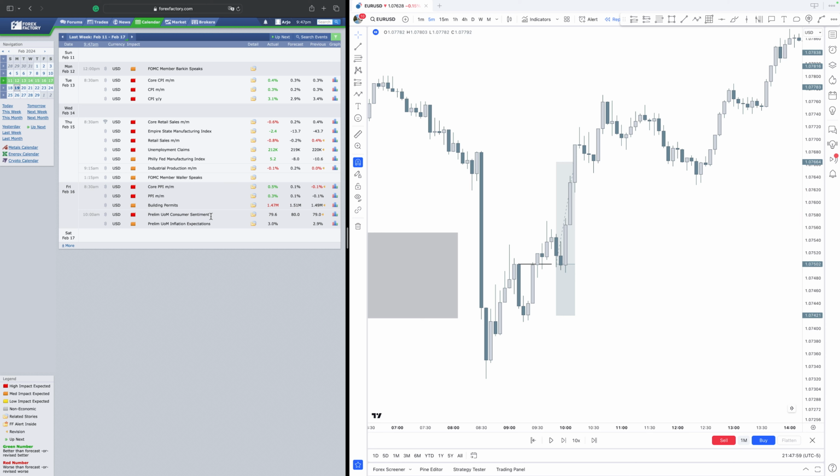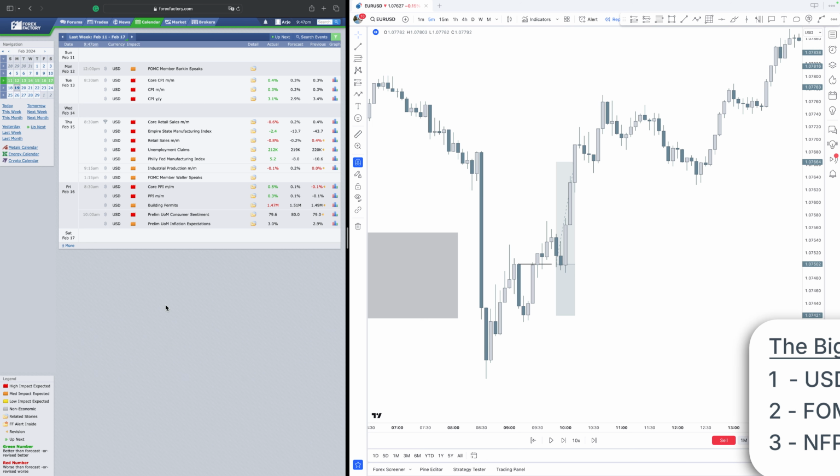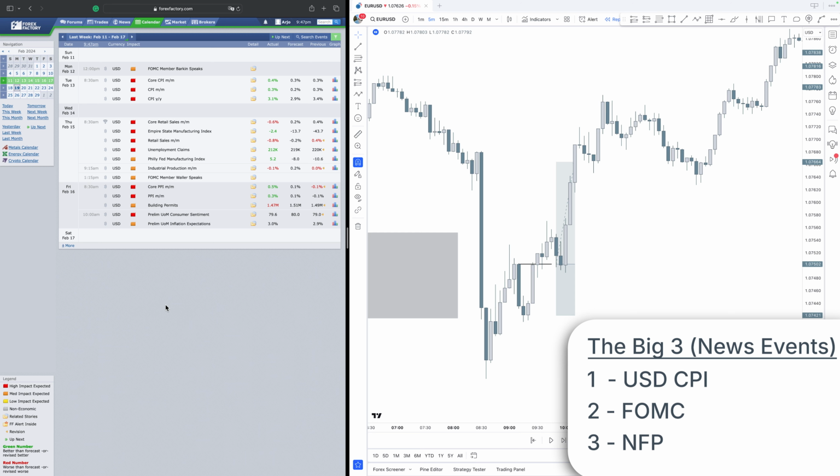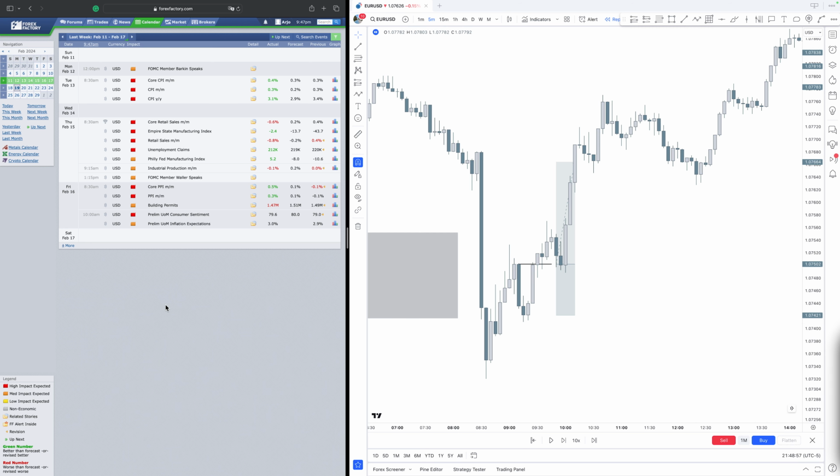But just trading red folder news will not do it, because that will also cause you to lose a lot of trades. Because there's something called the big three. And the big three is US dollar CPI, FOMC, and NFP. Those 3 news events have a 1-day spread. What do I mean by that? Well, here, for example, on this last week, we see CPI, core CPI for the US dollar.